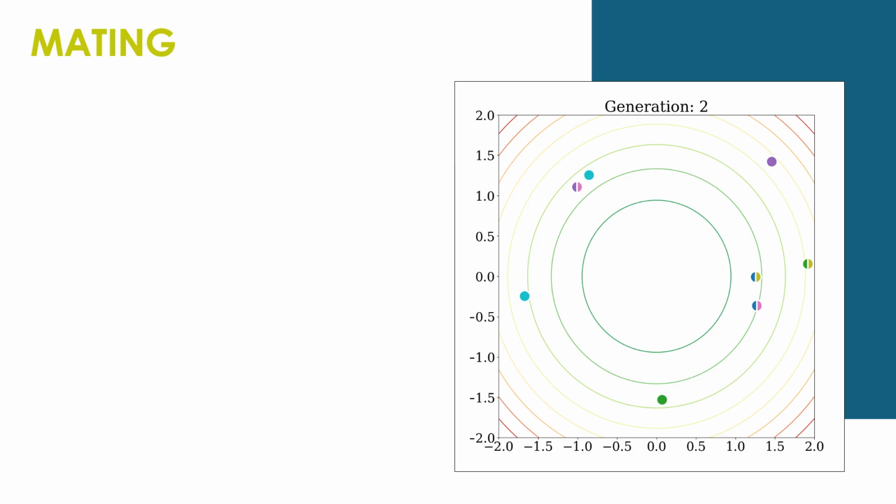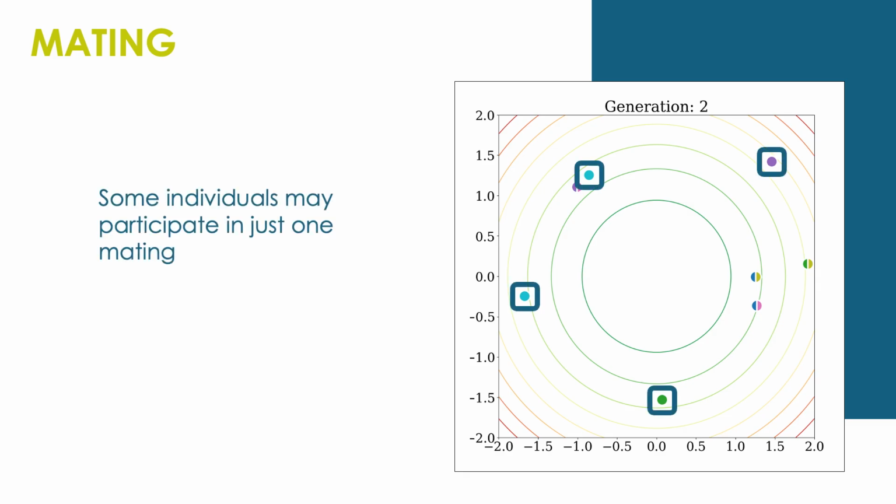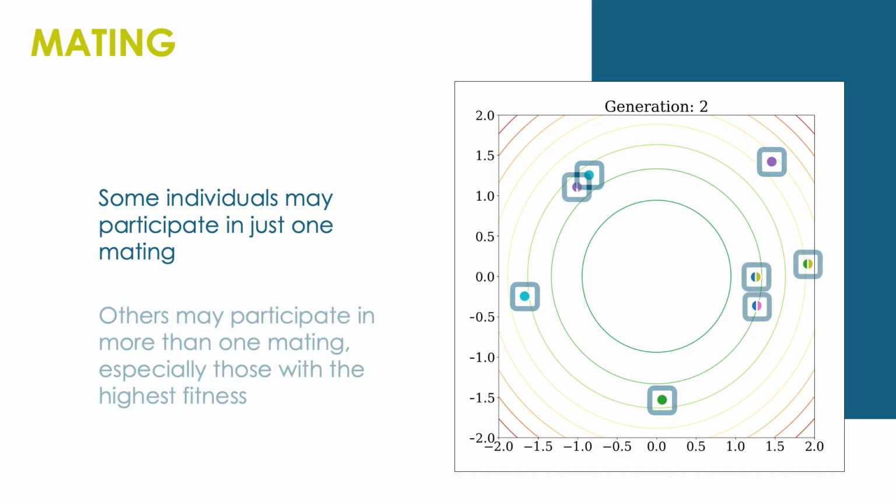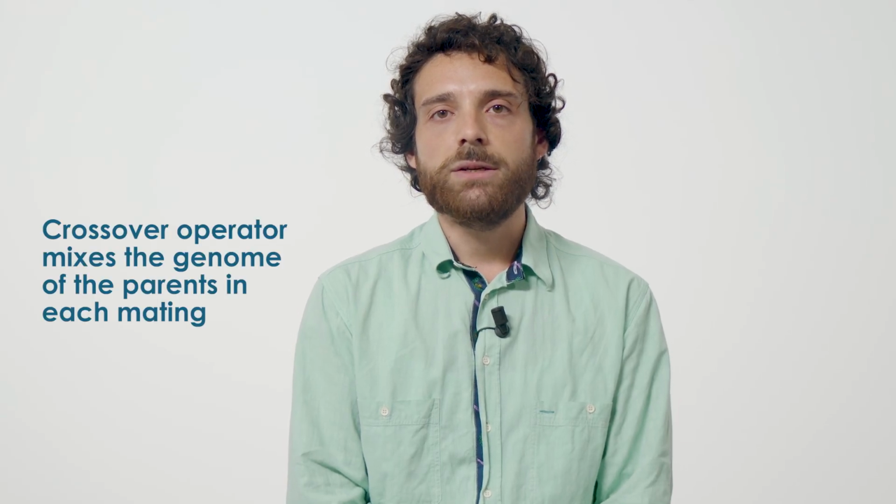In the plot, each color identifies a different mating. Some individuals may participate in just one mating, like the light blue, purple, and green point in the figure. Others may participate in more than one mating, especially those with the highest fitness. Here, exploitation kicks in. In the figure, the latter points are plotted with both colors of the different matings in which they are involved.